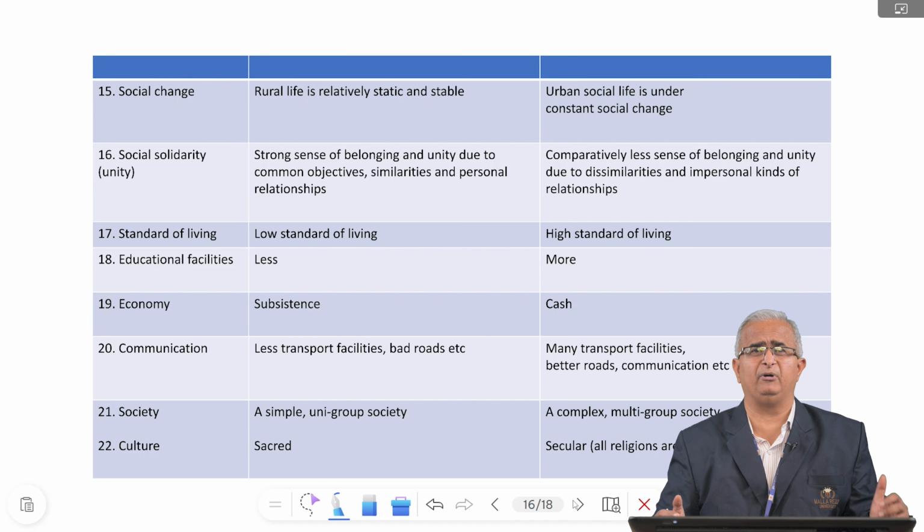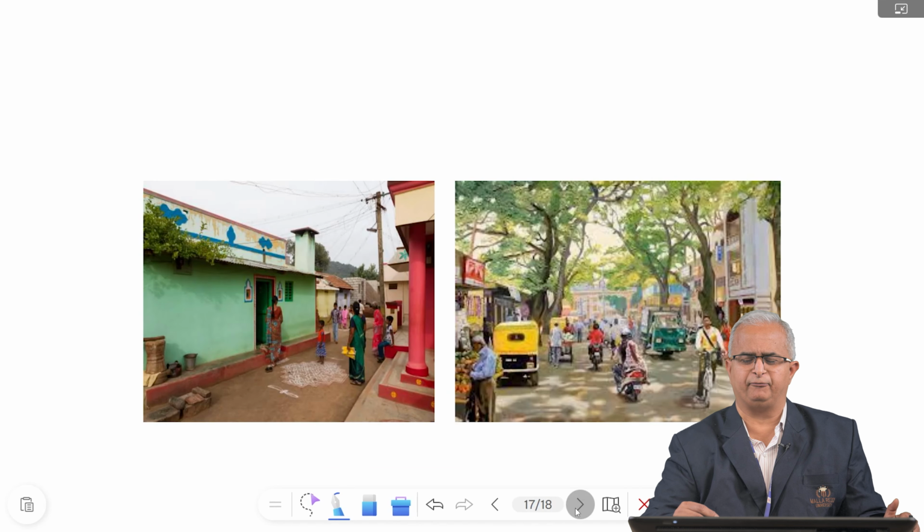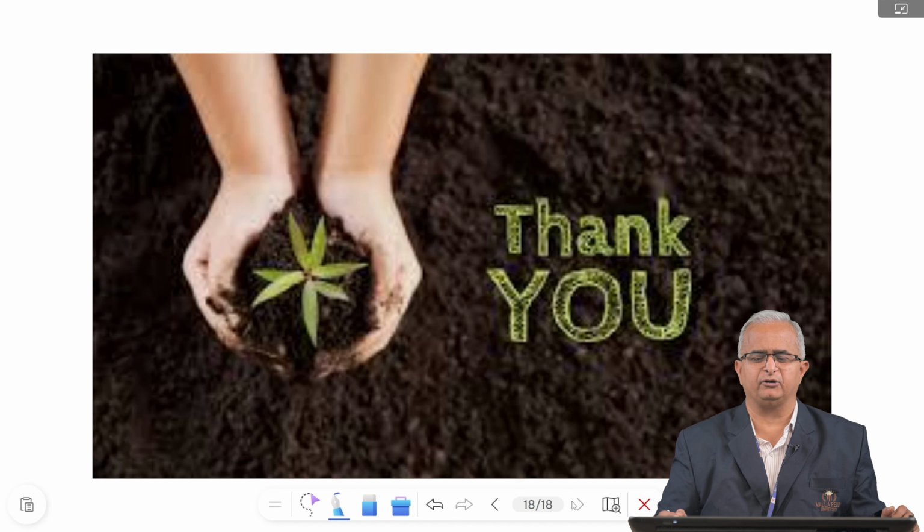Here the interactions will be very few. Even when interactions are there, they are nothing but secondary interactions. They are of a secondary-group nature among urban people. These are the differences between the rural and urban societies.